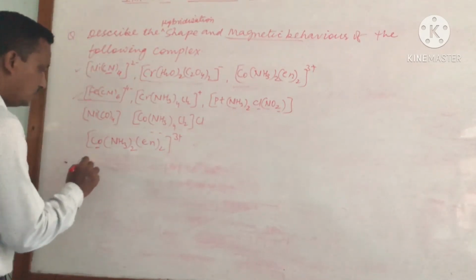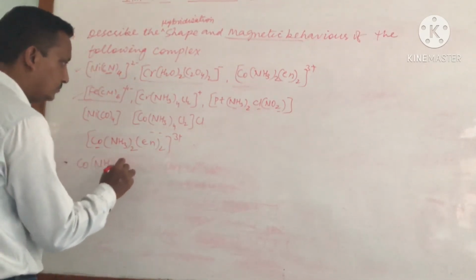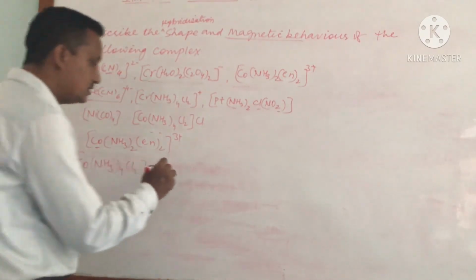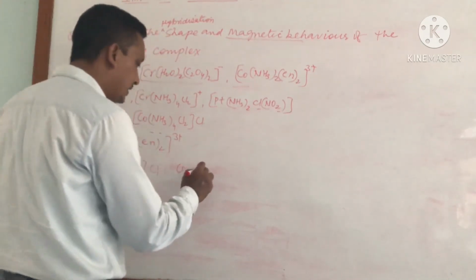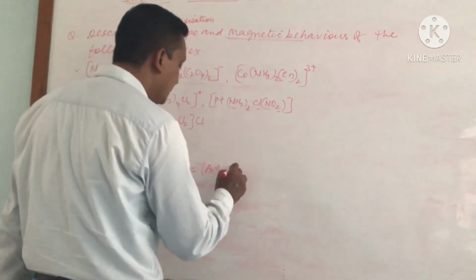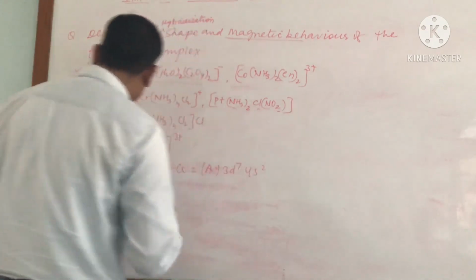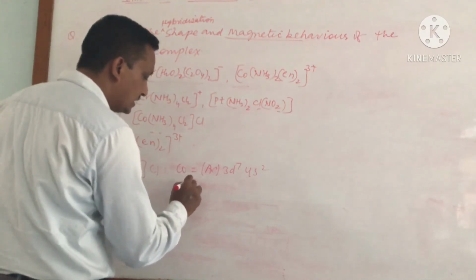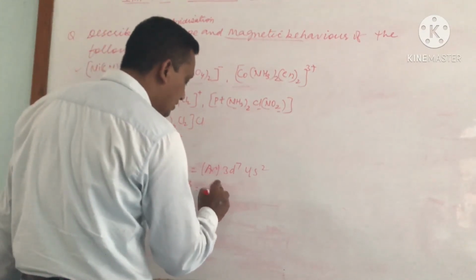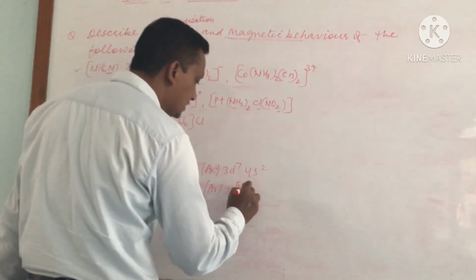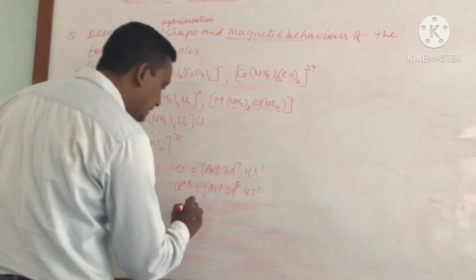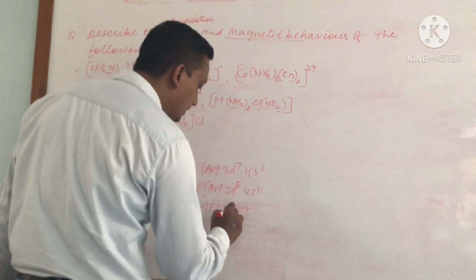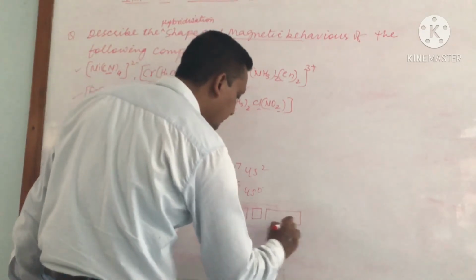Next complex we are taking is [Co(NH3)4Cl2]Cl. In this complex cobalt would be the central metal atom. The electronic configuration of cobalt would be argon 3d7 4s2, and in this complex cobalt is in +3 oxidation state. So in +3 oxidation state we get 3d6 4s0, and easily we can say argon, then d subshell 1 2 3 4 5, then s, then p.